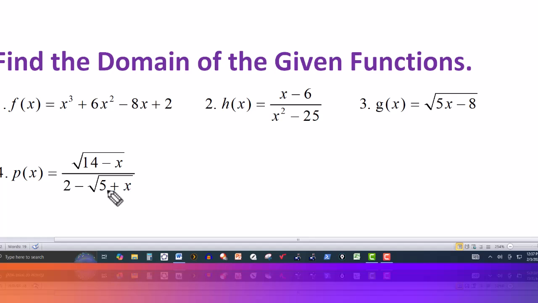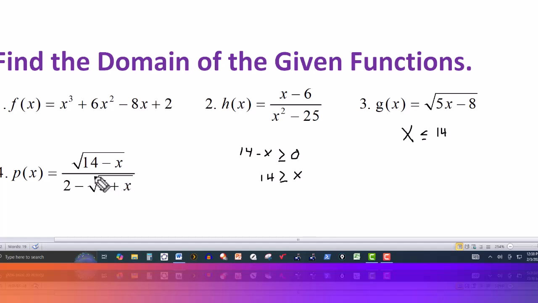Now for the next one, we have a function with a radical in the numerator and a radical in the denominator. First, because 14 minus x is under a square root, this radicand has to be greater than or equal to 0. Solve this: add x to both sides. So 14 is greater than or equal to x, or x is less than or equal to 14.